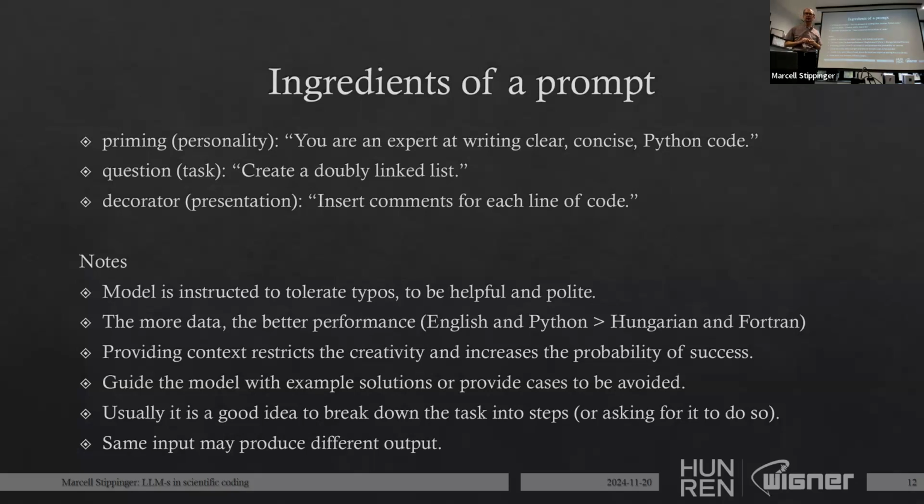And in some cases, we can provide examples to be avoided. That's called negative prompting. So sometimes it's easier to define what you do not want to have in the output. For example, if you don't want to include any personal information, or you don't want the response to be too long, or things like that.